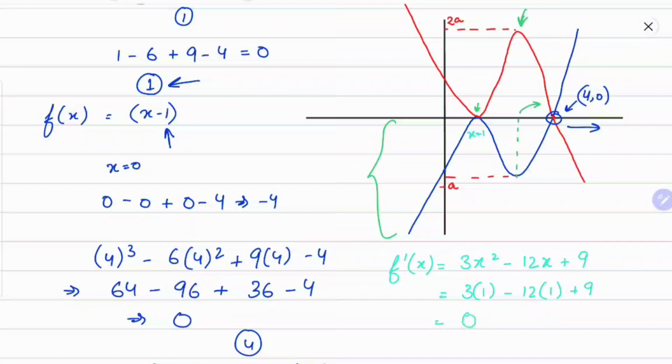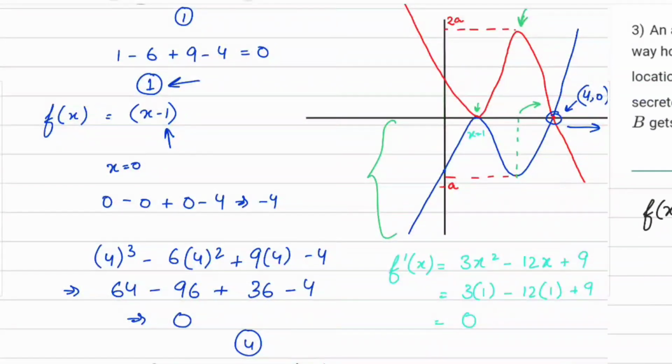This comes out to be 0. So basically 1 satisfies f(x) as well as f'(x), so it is also a turning point. Let's move to the next question.